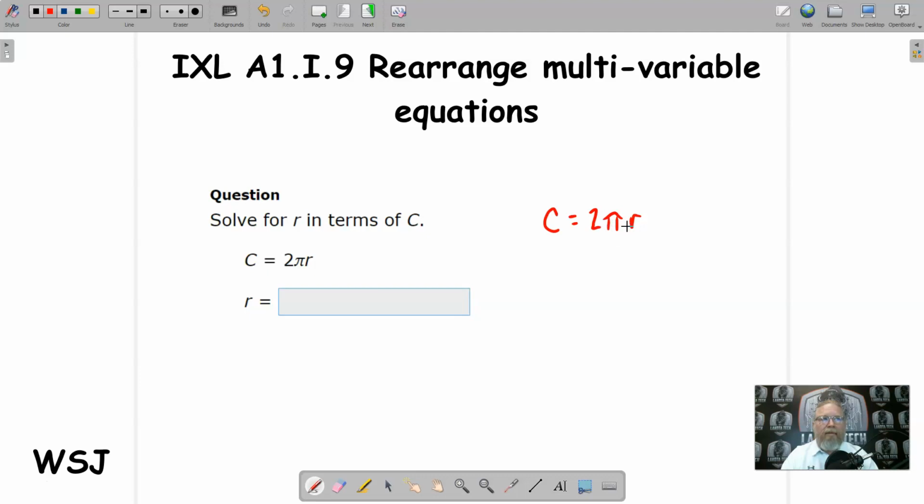Well, right now the r is being multiplied times 2 pi. So in order to undo that multiplication, we're going to use division. We're going to divide by the very value we're wanting to get rid of. In this case, it's the 2 pi. So I'm going to divide by 2 pi. And what I do to one side, I'm going to do to the other. Well, the 2 pi's are going to cancel each other, leaving me with just r on the right. And now I have c over 2 pi. I now have r isolated by itself on one side. So r equals c over 2 pi. Just like that, I'm going to use inverse operations to isolate the variable that they're asking us to isolate.